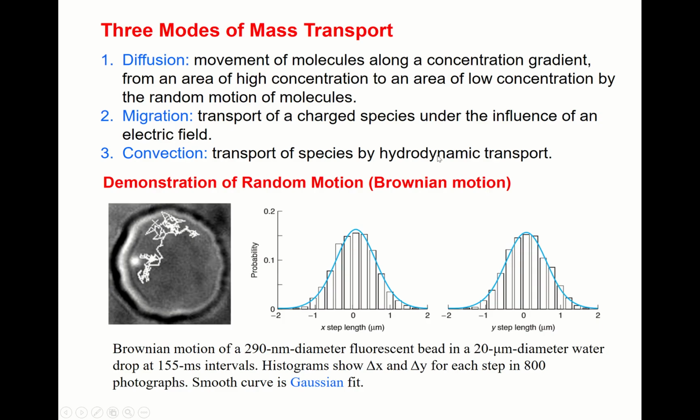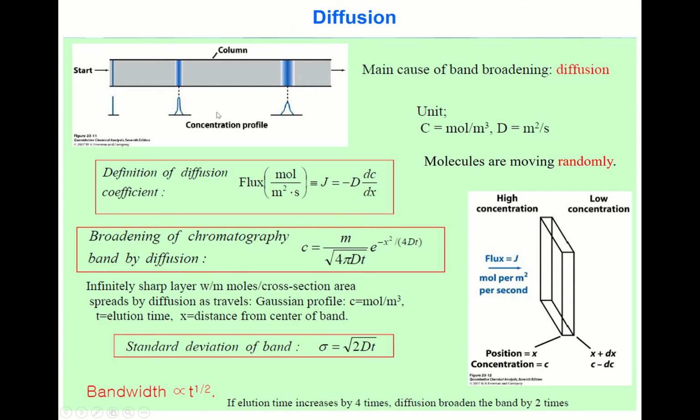So let's go back here. How does diffusion occur in the chromatographic column? This figure demonstrates it quite well. This is a long column, and you inject here. This is the inlet of the column, and this is the outlet of the column. Since you inject at the inlet, all the solutes are concentrated in this very narrow region.